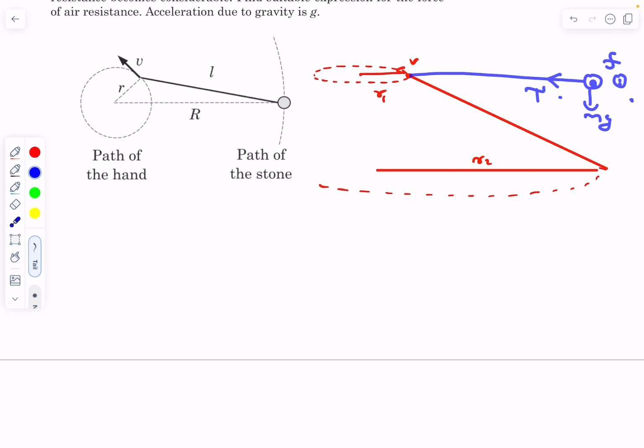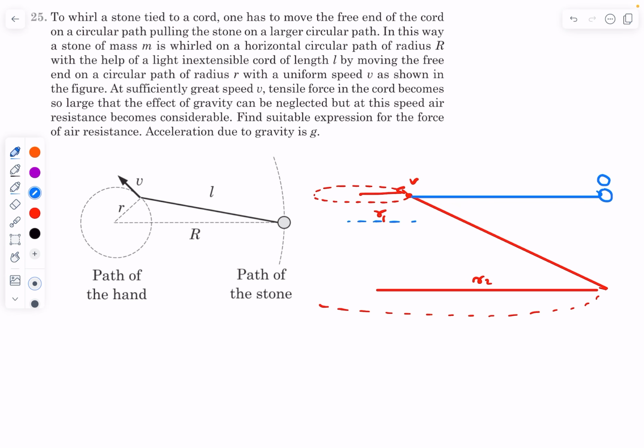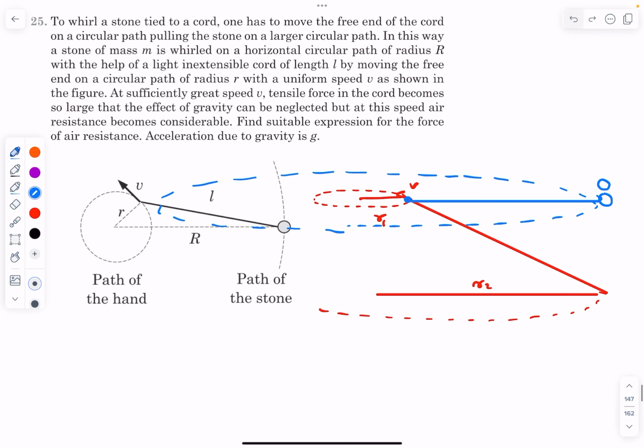mg will try to bring it down, so it can never be exactly horizontal, but it is very close to horizontal. That's what they mean by this line. Basically, the stone is moving in the same horizontal plane that the free end of the rope is moving. That's how we have to model the situation. So now let's discuss the problem by drawing a good diagram.